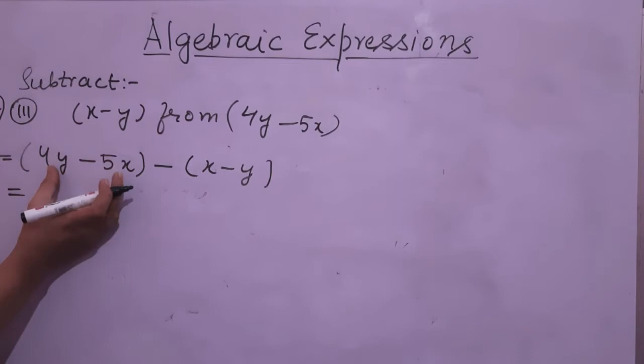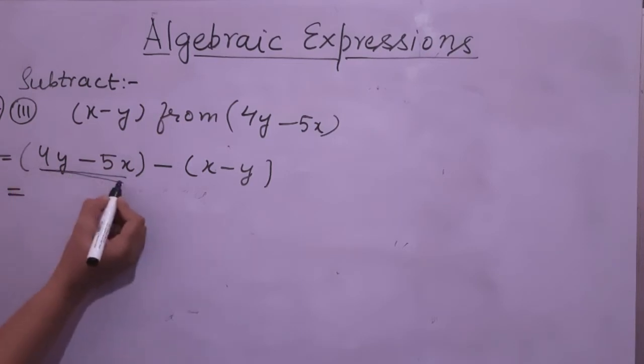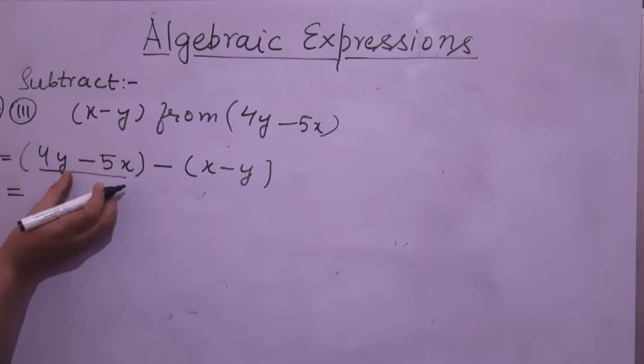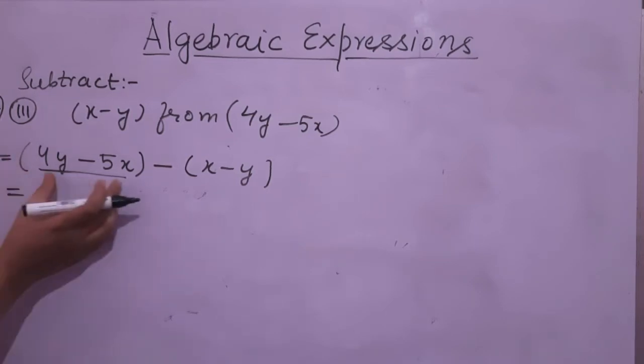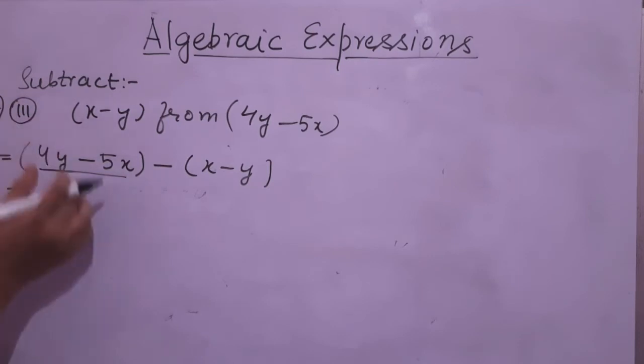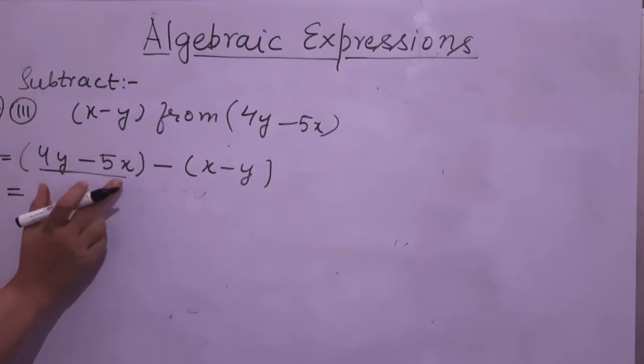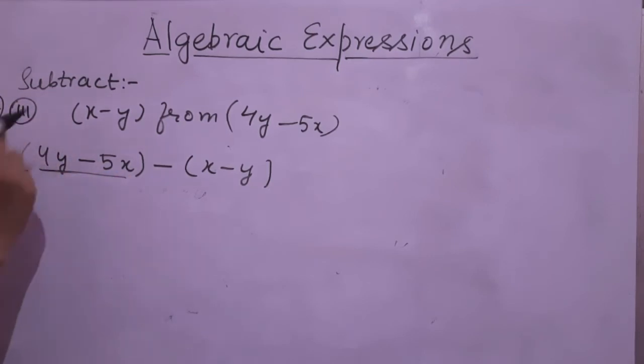Now there is a mistake in this algebraic expression. It's your task to identify the mistake and comment down in the comment section what the mistake is. Okay students, please pause the video and comment right now what the mistake is in this algebraic expression. Very good. So the mistake is that x should come first and then y will come.